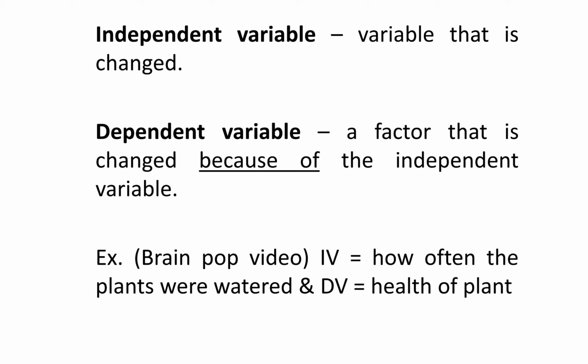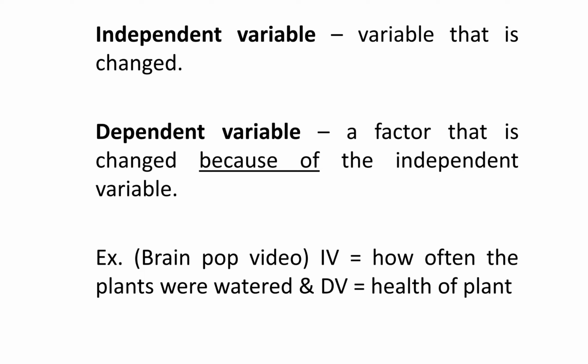The only other time an independent variable is something like the time, okay? So when you're talking about maybe the effect of something over time, time is always the independent variable because time always changes. Okay, now the dependent variable is a factor that is changed because of the independent variable. It's the result. It's what happens because you've changed the independent variable.